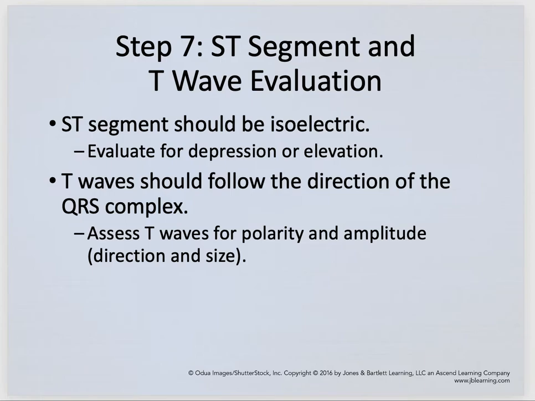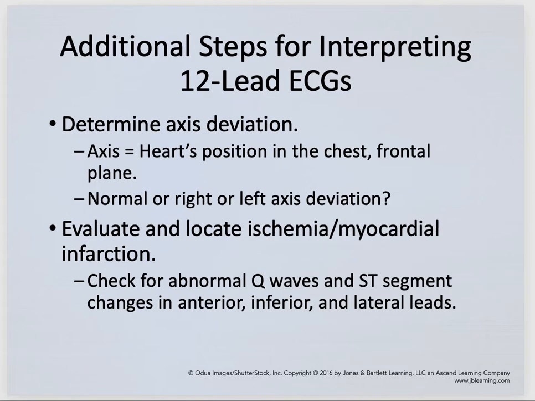However, if the ST segment is not isoelectric, we want to look at, is it undergoing depression? Is it undergoing elevation? That all means different stuff. So if we're looking for a healthy, normal sinus rhythm, we want it to be isoelectric. After the ST segment, there should be a T wave, right? It should be following the direction of the QRS. So T waves are usually positive, right? So you're looking at the size of the T wave, the length of the T wave.